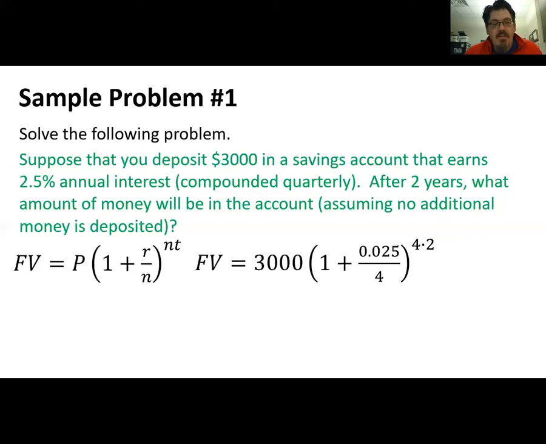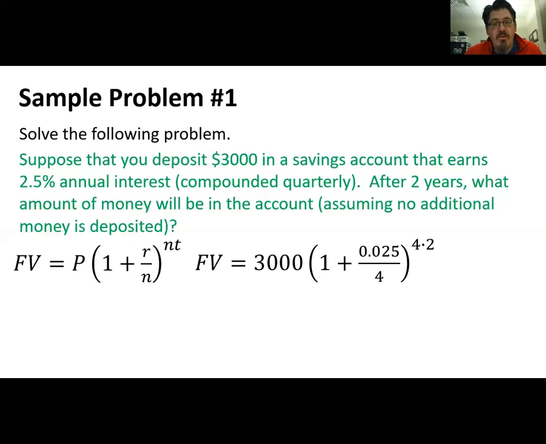In the exponent, there are 2 things that are multiplied together. One of those is the same value for N, so 4 again, and then T, like in simple interest, is the time in years. We've got 2 years, so that's going to be our value for T. Once we get everything plugged into the right spot in the formula, now it's just a matter of simplifying and coming up with the solution.